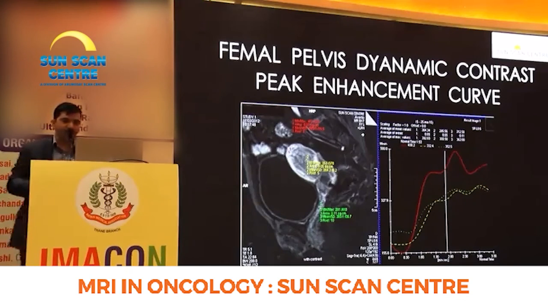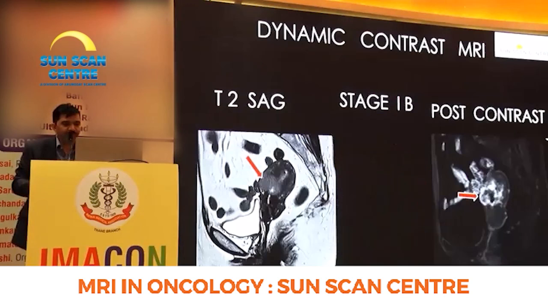So the red line on the graph shows that the lesion is enhancing very fast, and the contrast is washing out very fast. Such a lesion is very highly likely to be malignant. And this is an extremely accurate technique. Another patient where there is an endometrial lesion which is seen to invade the myometrium on the T2 sagittal. But when we do a contrast MRI, we can very, very clearly see the endometrial lesion as well as the myometrial invasion. And this is very much of high utility in staging the disease.